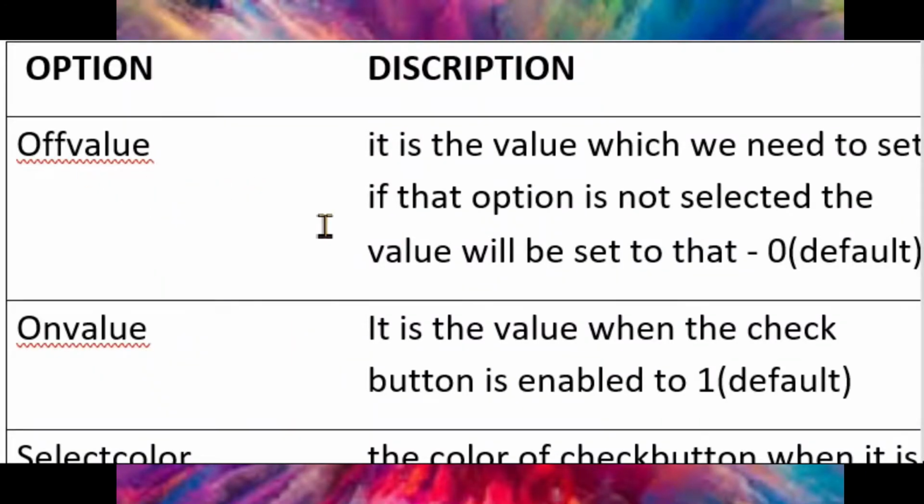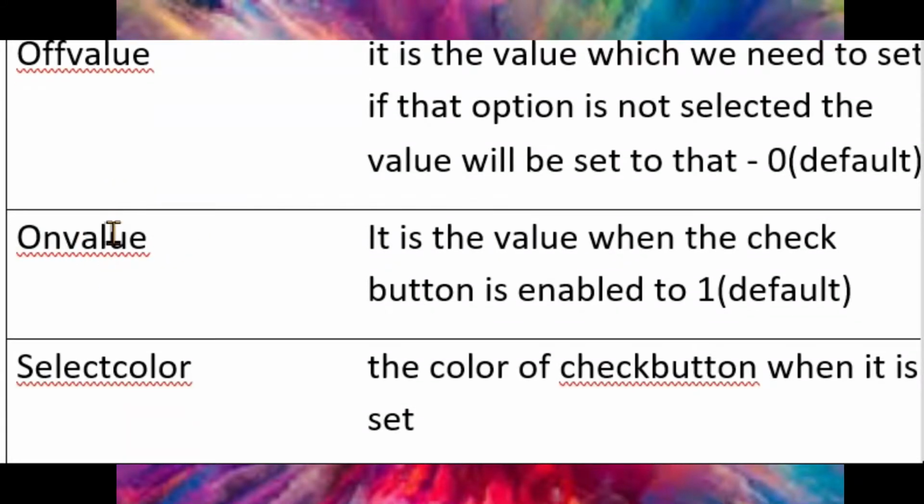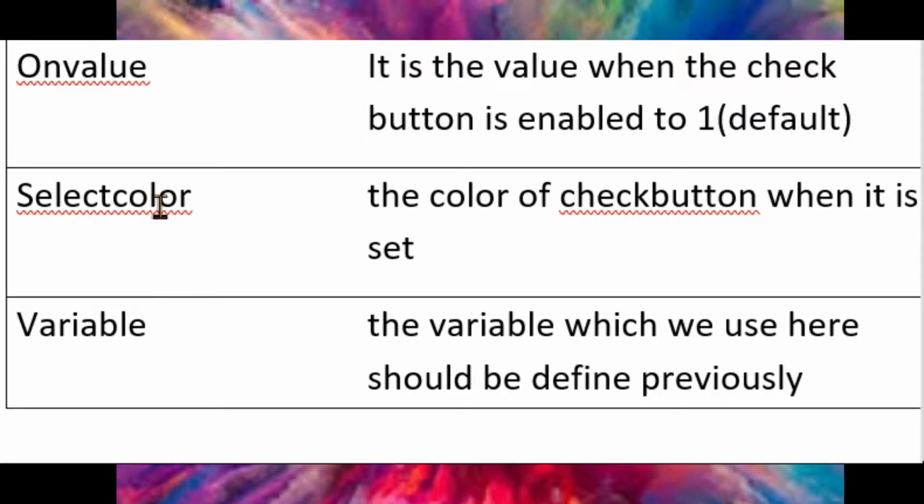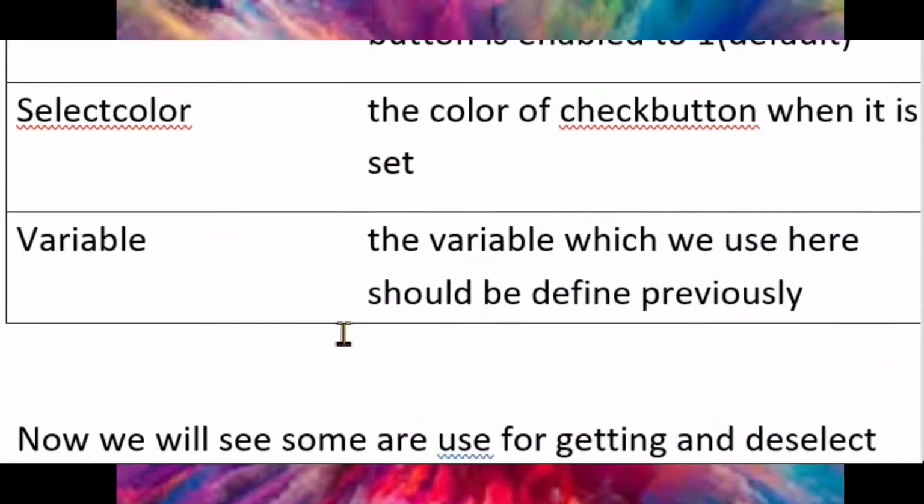Here you can see that off value means when that particular checkbox is not selected, then this value will be printed. On value means when it is selected, this on value will be given as a variable or a string, and that value will be taken. Select color means the tick mark will form in that particular box; what color should it be? That value will be given here. And then the variable means we need to define a variable before the function. In that variable we take the string as int and so on. Now we will see them.